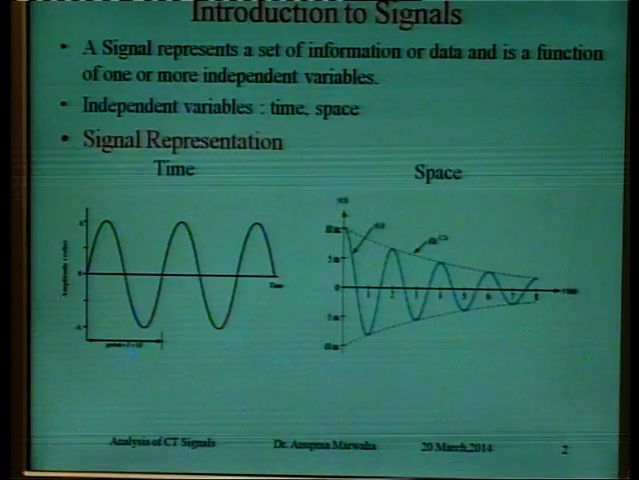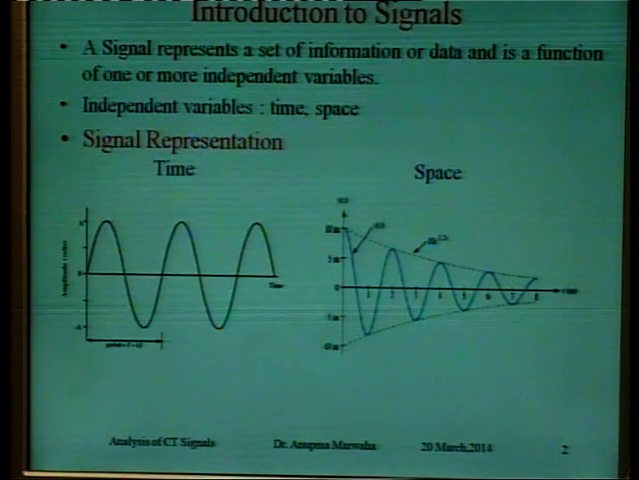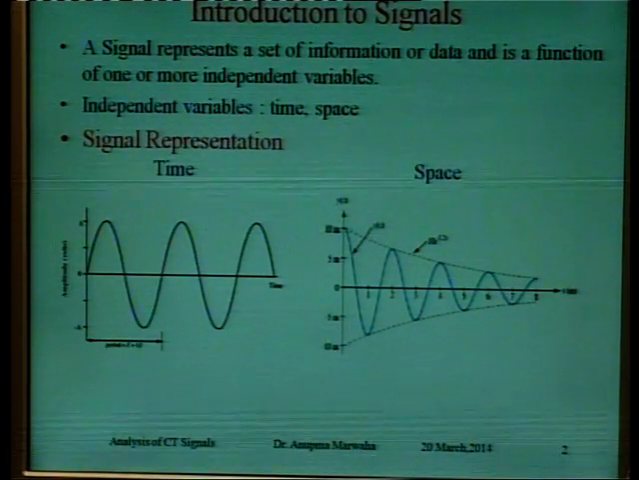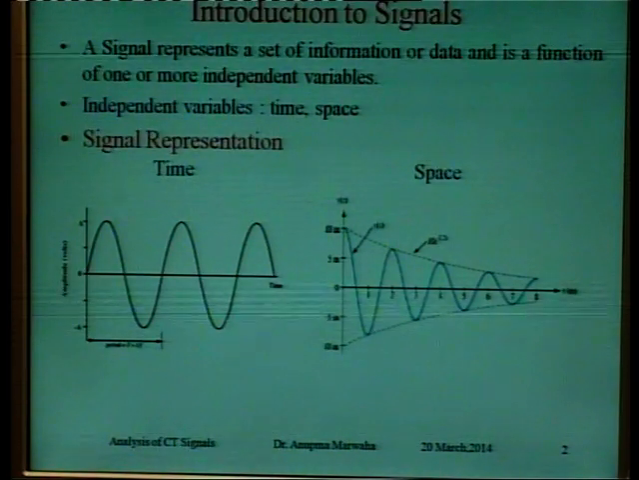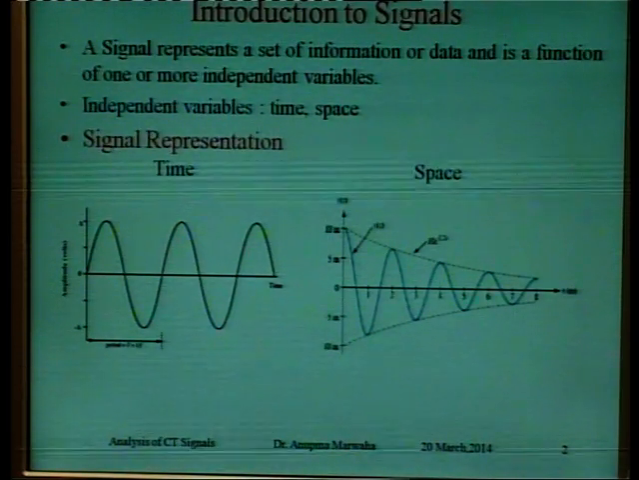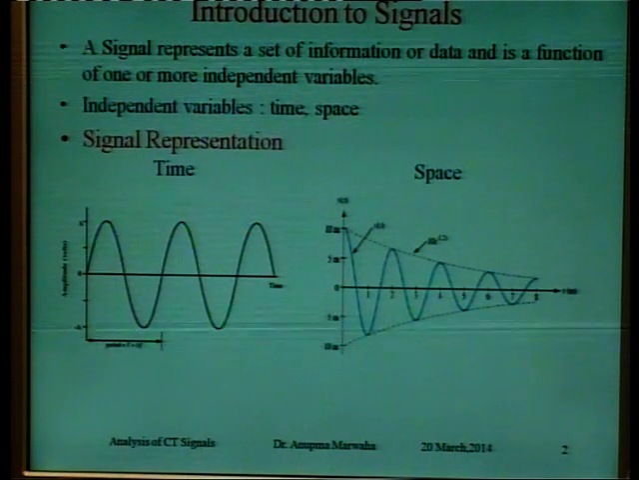First of all, what is a signal? A signal simply represents a set of information or data, and it is a function of one or more independent variables. Now, the independent variables can be either time or space. So, if the independent variable is time, then the amplitude of the signal can be plotted as a function of time. That means, amplitude will be varying as a function of time.